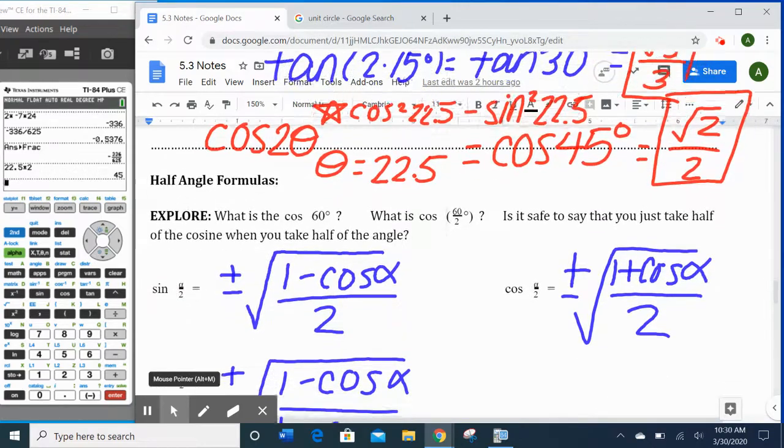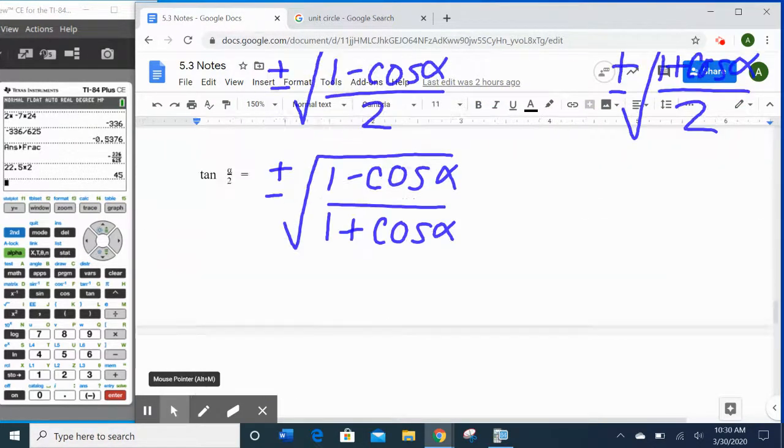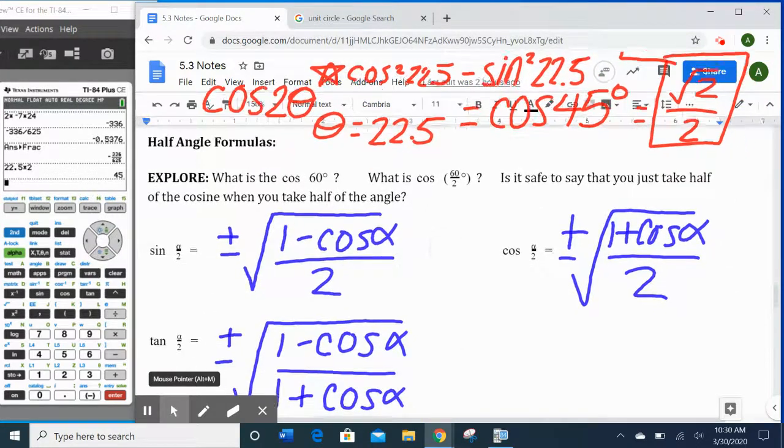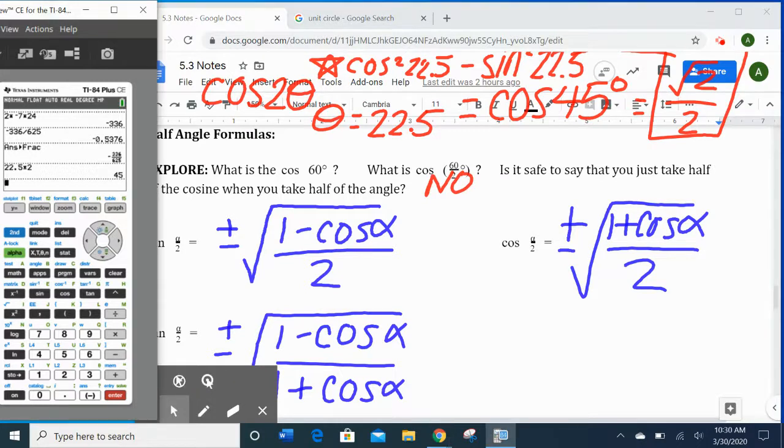Okay, so we'll do example 3 here. So the half angle formulas. What is the cosine of 60 degrees? What is the cosine of half of that? Is it safe to say that you can just take half the cosine? The answer is no. If you take the cosine of 60 degrees and you get 0.5, the cosine of 60 divided by 2, which is 30, is not just half of that. There's a whole formula involved.